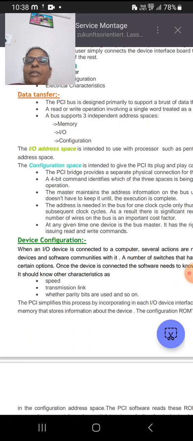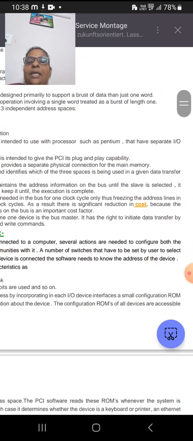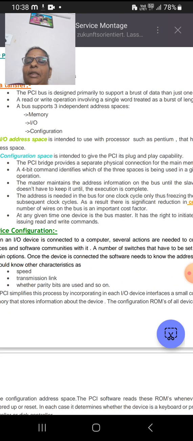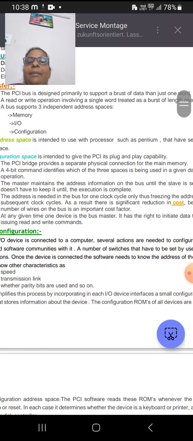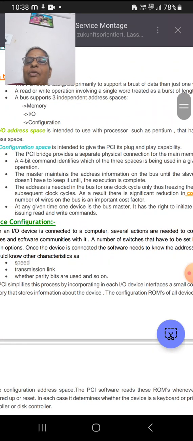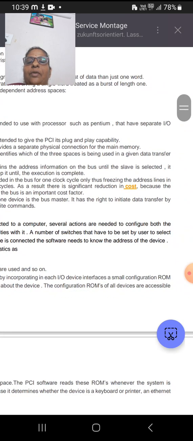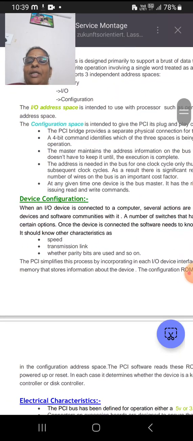The master maintains the address information on the bus until the slave is selected. It doesn't have to keep it until the execution is complete. The address is placed on the bus in one clock cycle, and the address lines are then free in subsequent clock cycles. At any given time, one device is bus master, and it initiates the data transfer by issuing read and write commands.